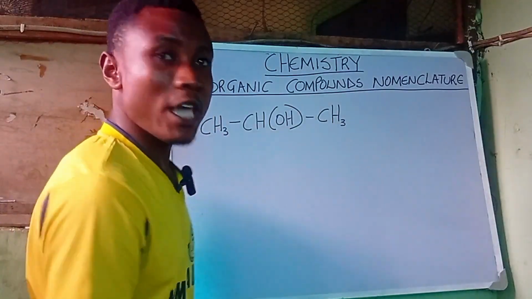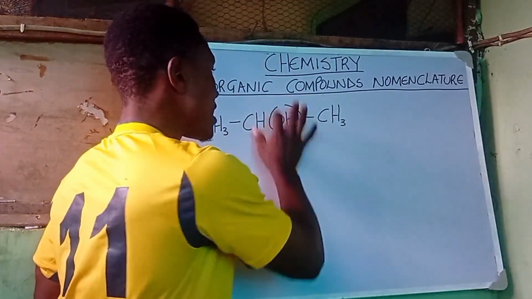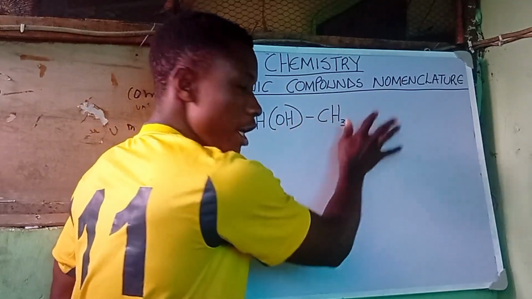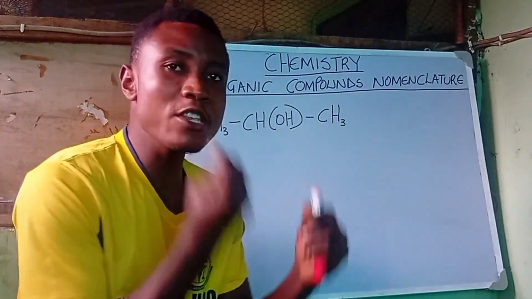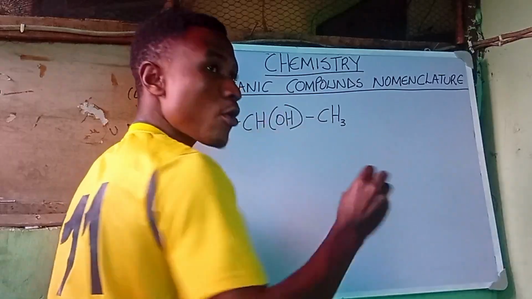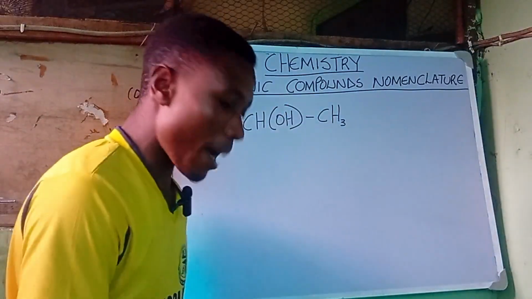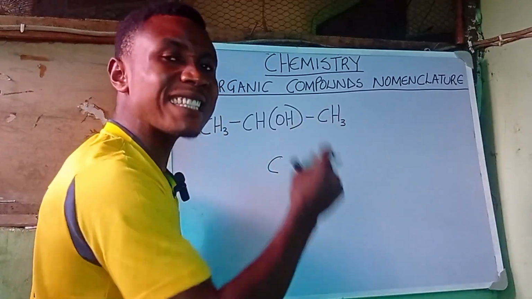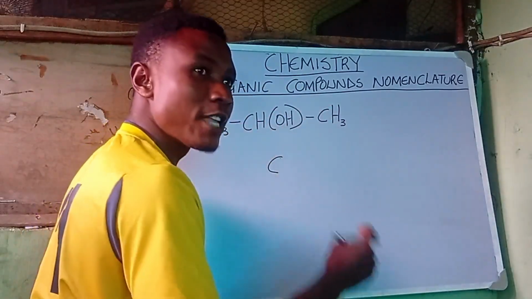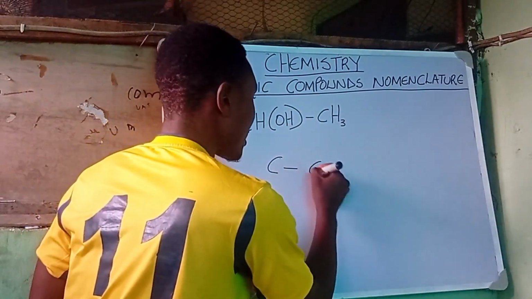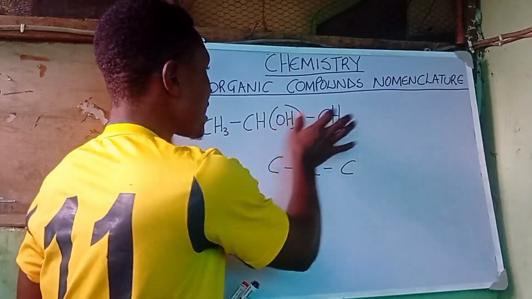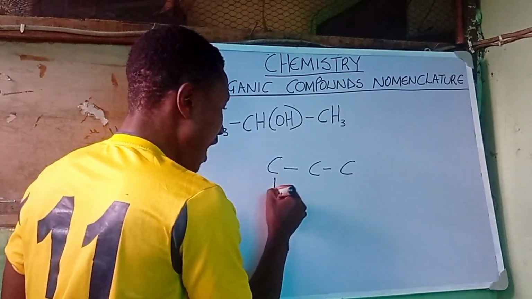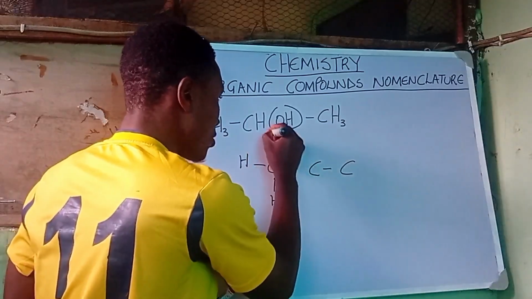Now this is a compound here on the board. We have CH3 minus CH open bracket OH close bracket and slash CH3. To name this compound, the first thing you have to do is to check how many carbons are here. So we have 3 carbons, right? You can also represent this structure in skeletal form. This is a 3 carbon structure. This particular carbon is bonded by 3 hydrogen atoms.